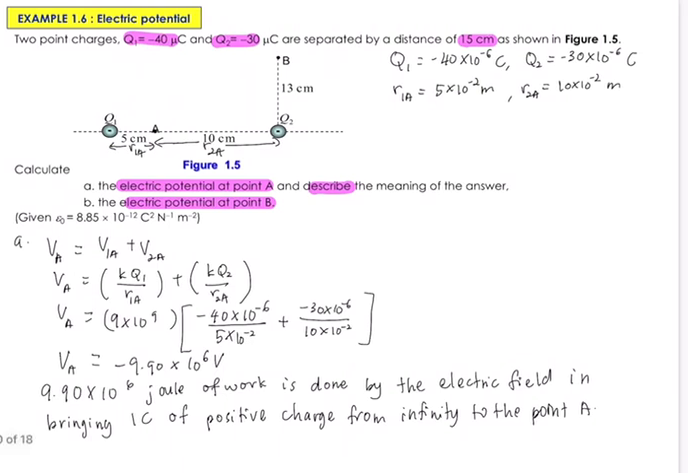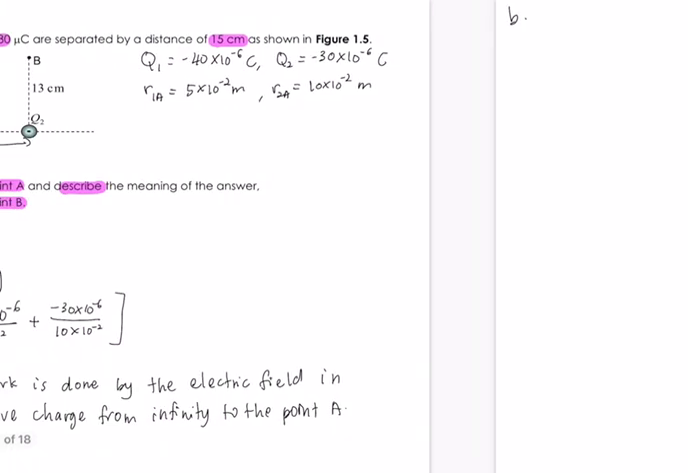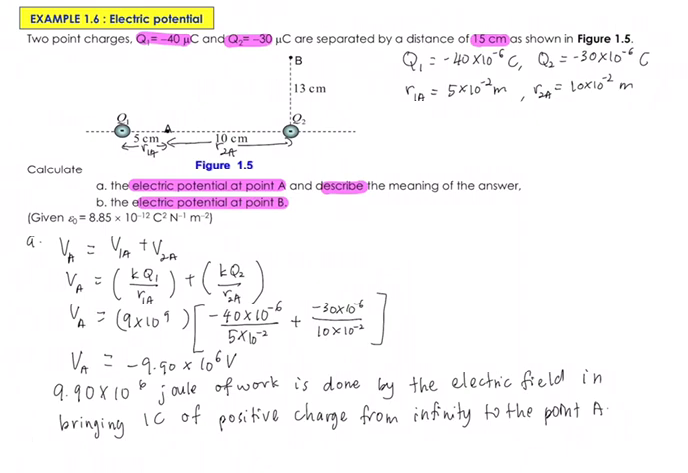So, B, you can label it because you have a point B there. Okay, I label it here. So, R1B, here is your R1B, right? From charge Q1 to B. And then how about R2B? R2B from B to charge Q2.